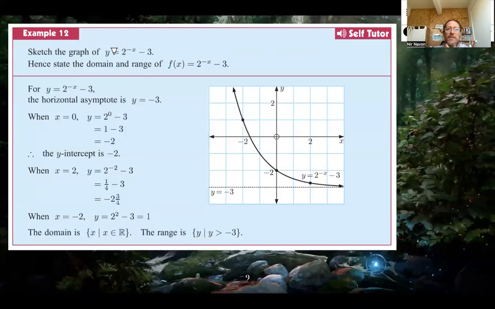Let's see this one. Sketch the graph of y equals 2 to the power of minus x, minus 3. So this here would be the horizontal asymptote, y equals minus 3. When we substitute 0 for x, we get the y-intercept. So y equals 2 to the power of 0 minus 3. Any number to the power of 0 is 1. 1 minus 3 is minus 2, so we get this one here, and there are two other points that were found and plotted, this one, and then you just connect them. Let's continue.